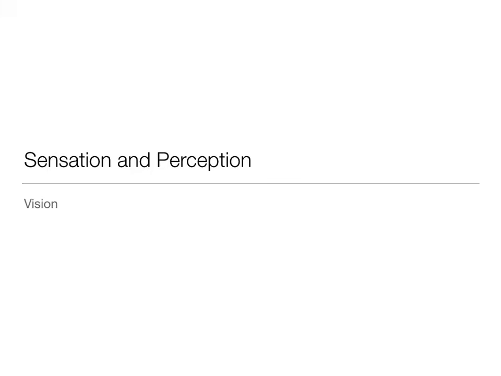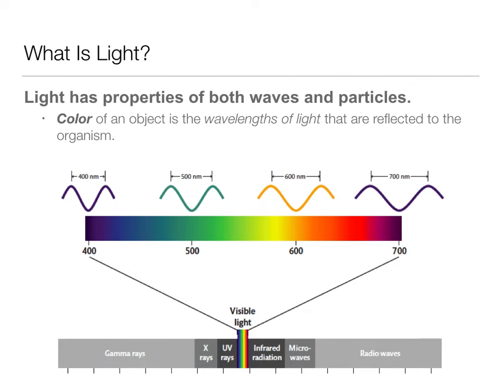This time we're going to be talking about vision. So before we can talk about vision, we have to talk about what we're seeing. And what we're seeing in vision is light. Now, what we can see as light is part of the electromagnetic spectrum. Luckily, this is not a physics class, so we're not going to go into great detail about that.